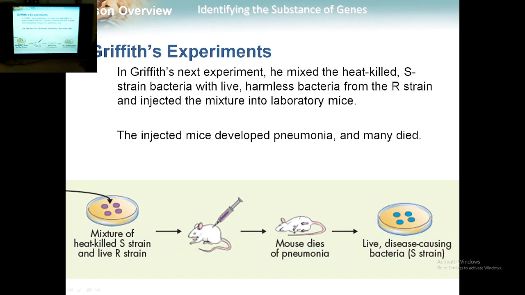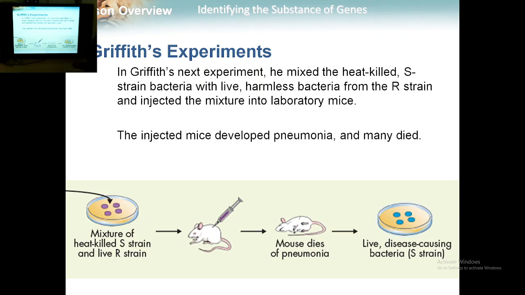After this, in the third part, he made a mixture of heat-killed S strain and live R strain, and injected the mixture into the mouse. After a while, the mouse died because of pneumonia. After an autopsy, he took a specimen and grew it on a plate, and he surprisingly found that the bacteria on the plate was S strain.